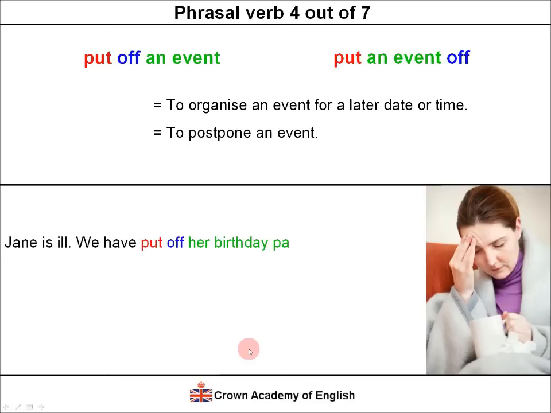Jane is ill. We have put off her birthday party until next week. So her birthday party, this is the object. It's a noun phrase, and this refers to the event. Okay? So this is the phrasal verb, put off. And this is an example in the present perfect. Okay? So this is the past participle.